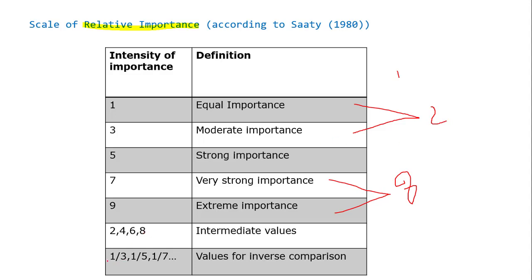What about 1 upon 3, 1 upon 5, 1 upon 7? After comparing C1 with C2, I got 4 here. While I compare C2 with C1, I will write 1 upon 4 in that particular column. So if C1 with respect to C2 is 4, then C2 with respect to C1 will be 1 upon 4.